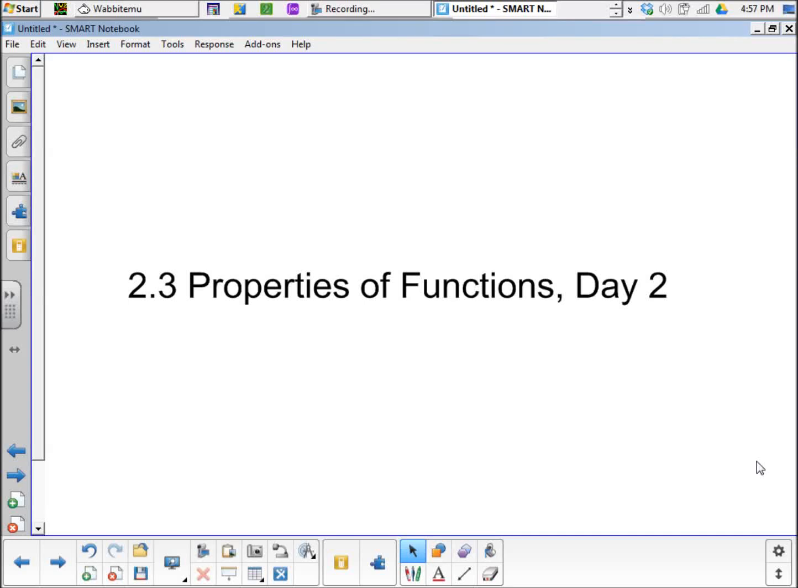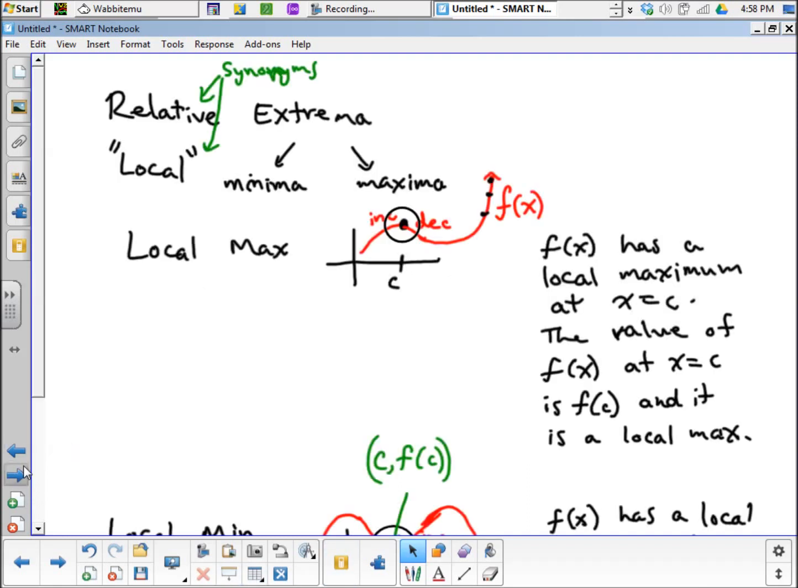Okay, welcome to 2.3, day 2. All right, today we're going to talk about the local minimum and local maximum, and those are also known as relative maximum and relative minimum, also known as relative extrema. Extrema. You'll see that on the next page.